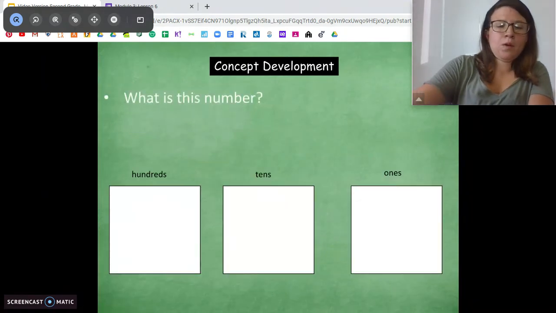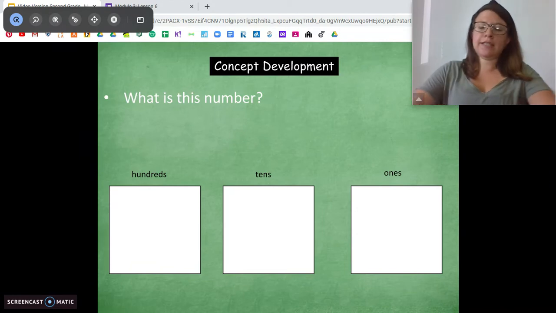Awesome. Okay. What is this number? I'm going to show you hundreds, tens, and ones.